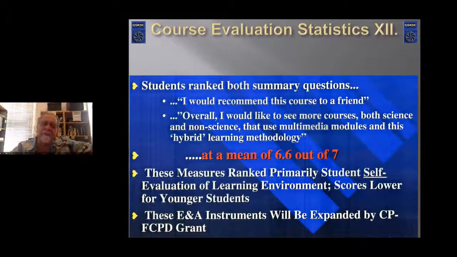Students ranked both summary questions. Now, at our university, these two summary questions are the ones that are looked at for you getting advanced to associate professor and full professor. I would recommend this course to a friend. Overall, I'd like to see more courses, both science and non-science, that use these modules and this hybrid learning methodology. And the mean for that, not the mode, the mean was 6.6 out of 7. So that, since it's the most important two questions, really shows a good result.